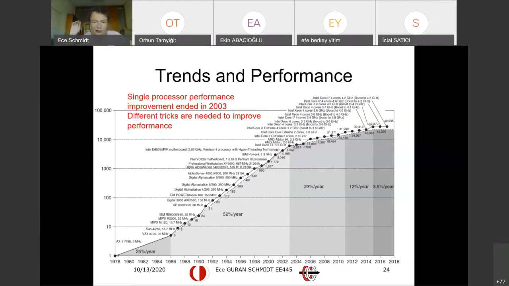Now it turns out that around 2003 or so, the gain that you could get by jacking up the frequency of these processors kind of died. So the growth of this curve slowed down by just simply jacking the frequency up. People had to look at different tricks, different ways of playing with the architecture to improve the performance since then.